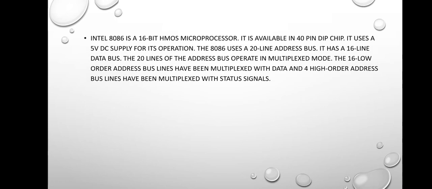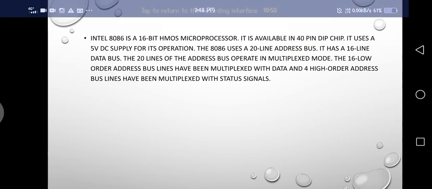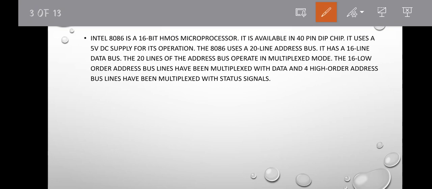Next is the brief introduction of the 8086 microprocessor. We already learned these points in the features of the 8086 microprocessor. First, Intel 8086 is a 16-bit HMOS microprocessor and it is available in a 40-pin chip. It uses a 5 volt DC supply for its operation.